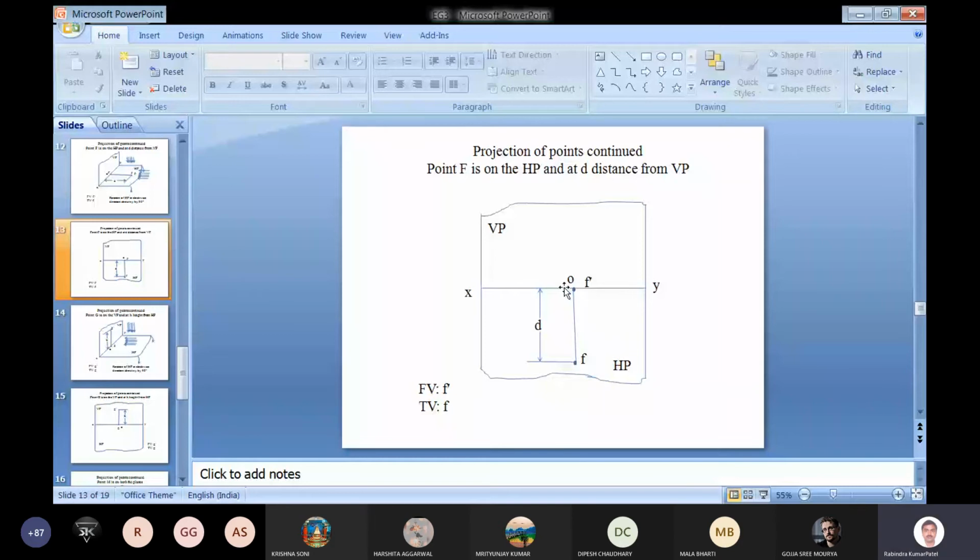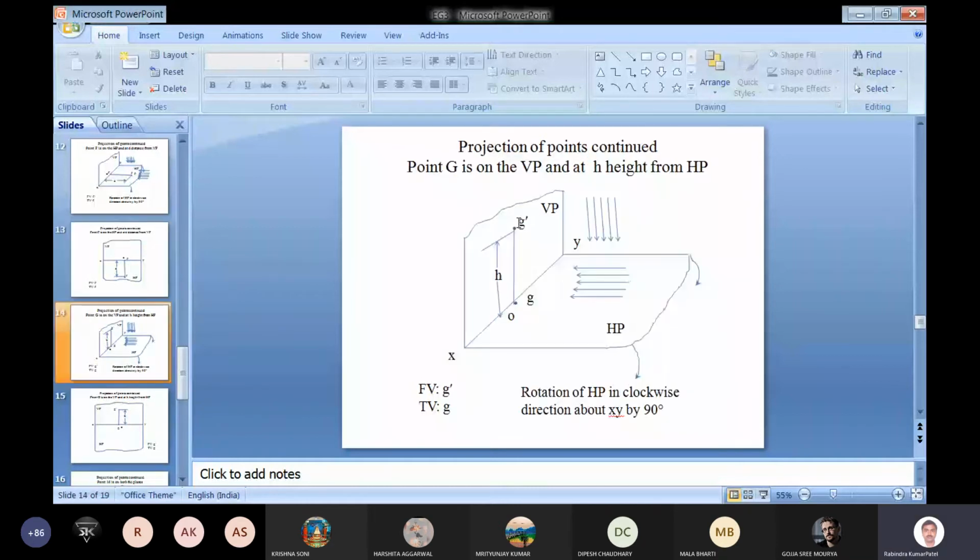Similarly, we can take another point when the point is situated on the vertical plane. Here, capital G should be there.